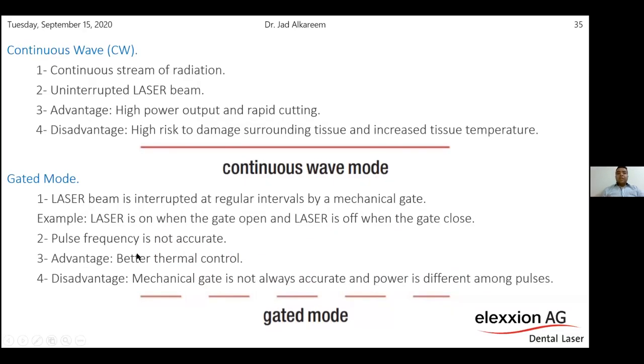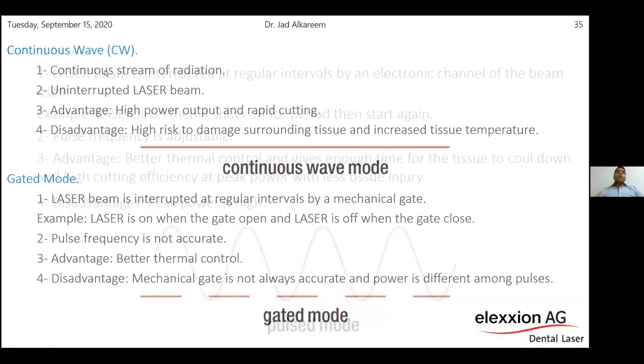It has an advantage that it can give you better thermal control compared with the continuous wave, because when the laser is on, you will increase the temperature of the tissue, and when the laser is off, you will have no laser at all, and this will give enough time for the tissue to cool down. So with the gated mode, you have better thermal control, and also you have good cutting efficiency compared with the continuous wave. Then we go with the pulsed wave.